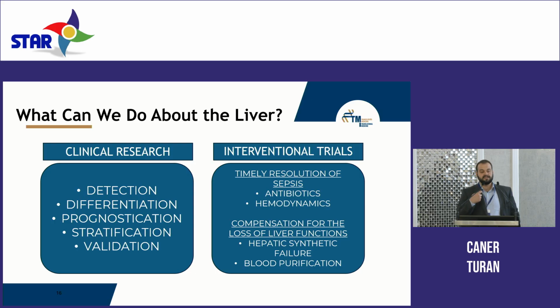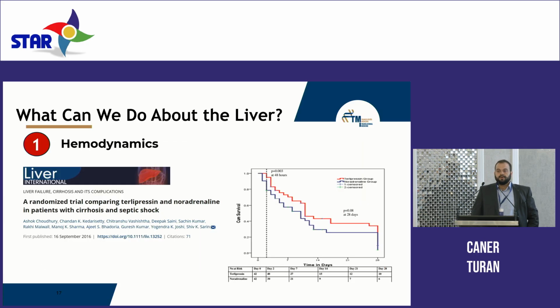Number one is the timely resolution of sepsis: antibiotic treatment and hemodynamic management. And the second domain is the compensation for the loss of liver functions, so replacing the synthetic function of the liver and purifying the blood when the liver is unable to do it. So what have we been trying to do?